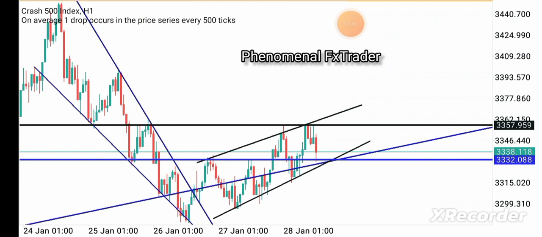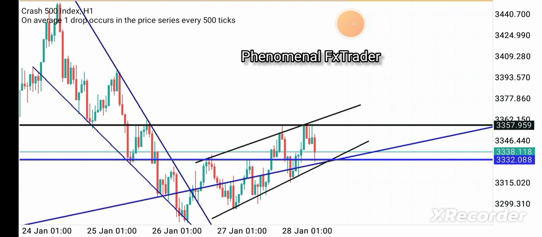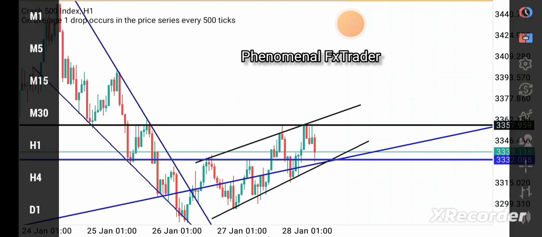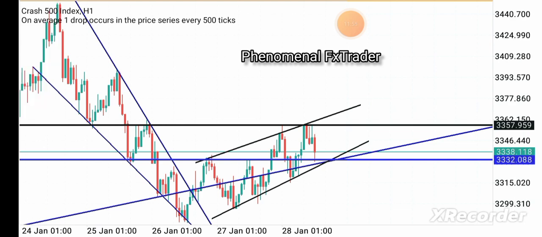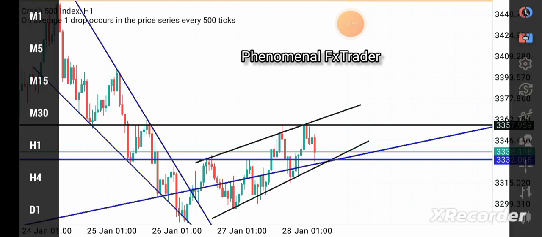You can see it came back to this particular level here, which is the 4 hourly time frame key level, which is the blue line, and then it is trying to go back up again on the 1 hourly time frame, guys. So we expect the market to be bullish. On the 1 hourly time frame, you can see the movement of the market is in a bullish trend.